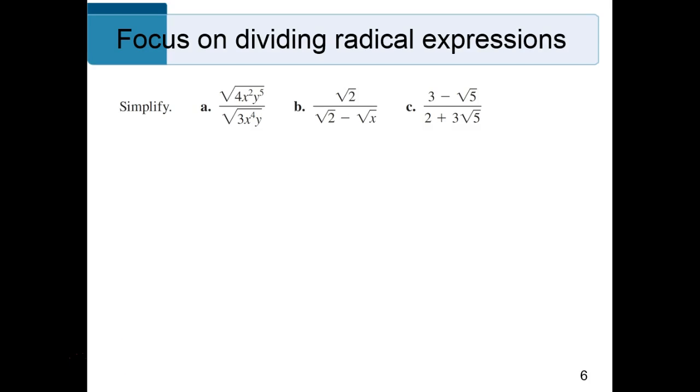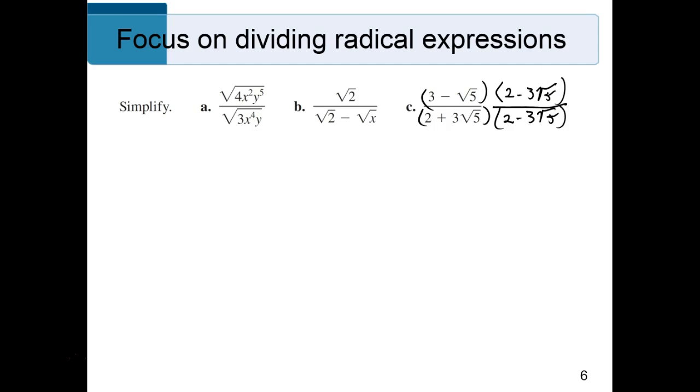And what do we do with C? Okay, which conjugate? Denominator, of course. And what is that conjugate? 2 minus 3 root 5. And if we do that, though, we have to multiply the numerator by 2 minus 3 root 5. Okay, we got some work on our hands here.